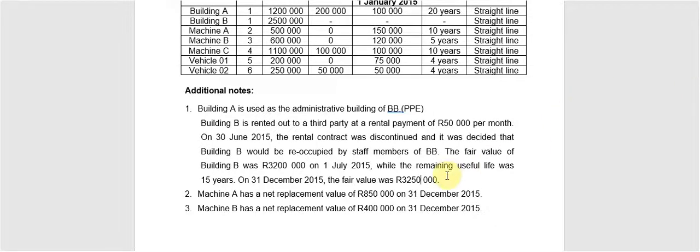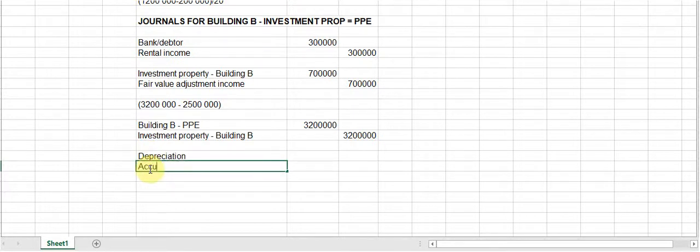So if it had been a fair value model, we would measure a revaluation surplus using this information. But because it is on the cost model, that information will not be used, and we will simply recognize depreciation on this building. So at the end of the year, we're going to debit the depreciation and credit accumulated depreciation.